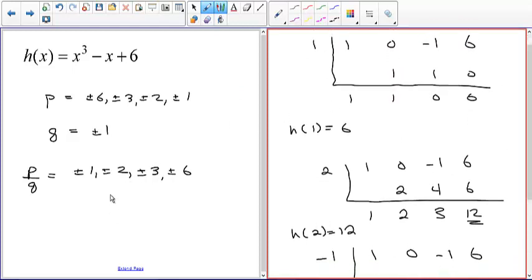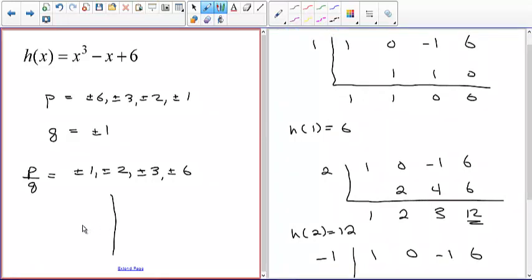So I'm just going to think about this for a minute. So let's just plot these points. So here's negative 1, here's 0, here's 1, 2. So it says h of 0 is 6. It says h of negative 1 is 6. And this one's like that.